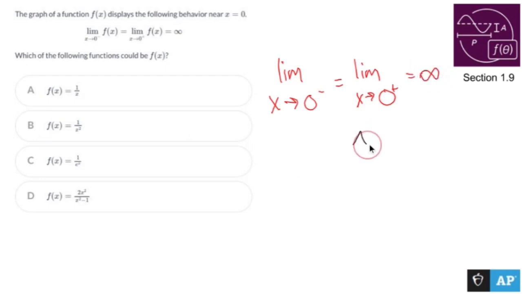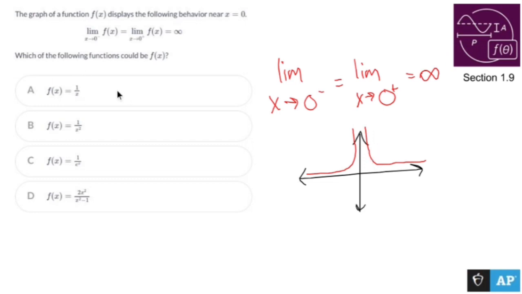Now, graphically, I don't know 100% of what's going on as far as my graph and what it looks like, but if it's going towards 0 from the left and shoots up to infinity, and the right side has to do the same, it's got to look something like that.